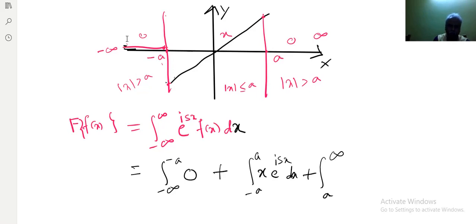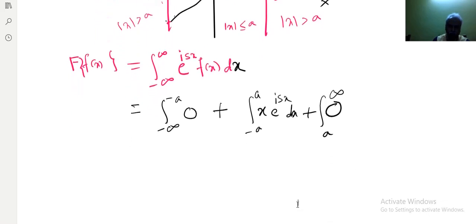See here, in the range of minus infinity to minus a, this is 0. In the middle range minus a to plus a, it is x. This x is written here. In the last range a to infinity, I am going to write again 0. So only the middle integration remains. So let us simplify. Whatever it comes, we write it as a function of x.